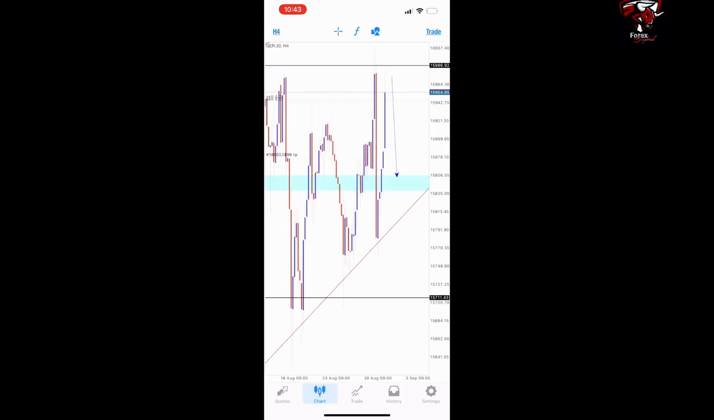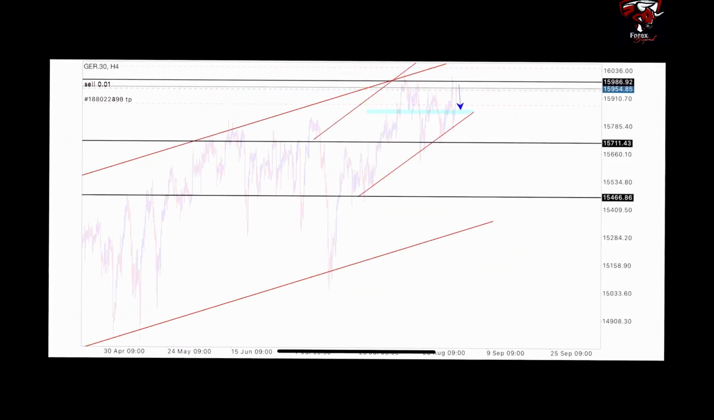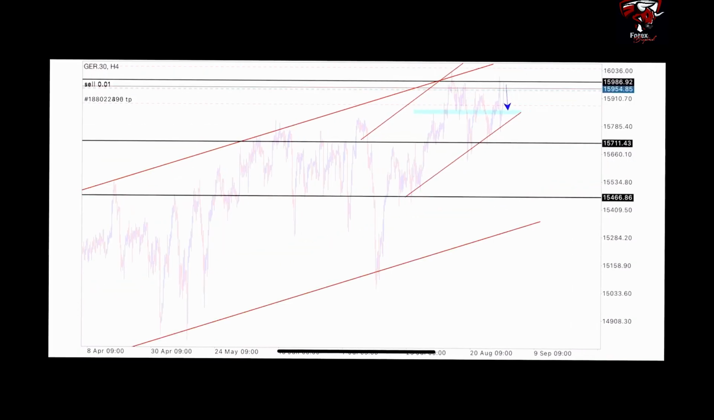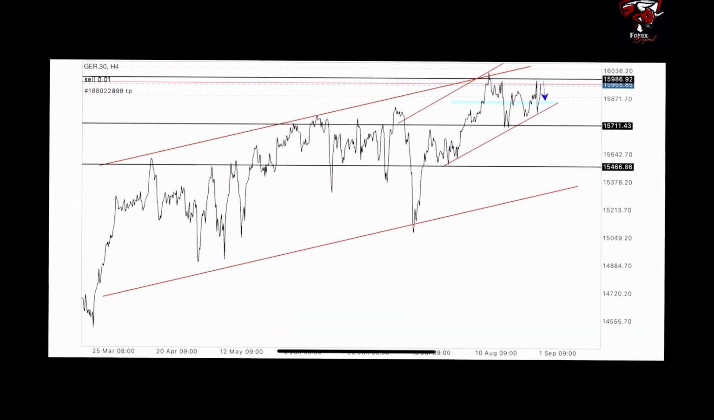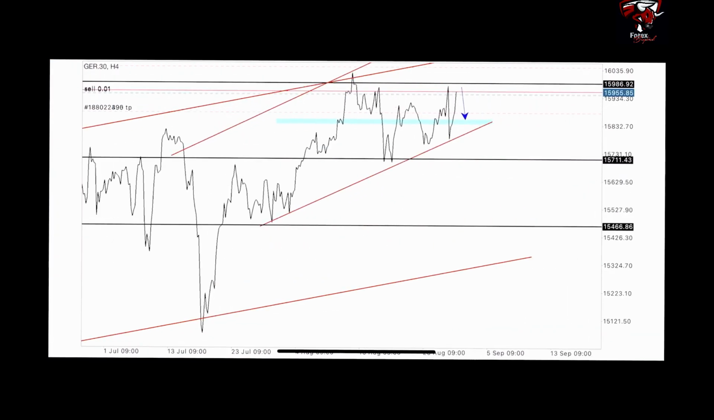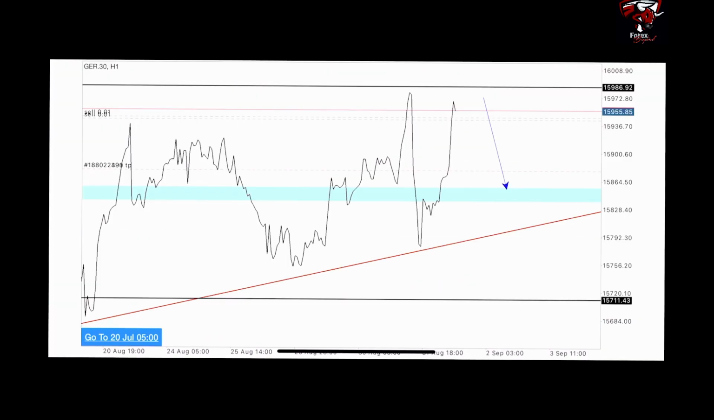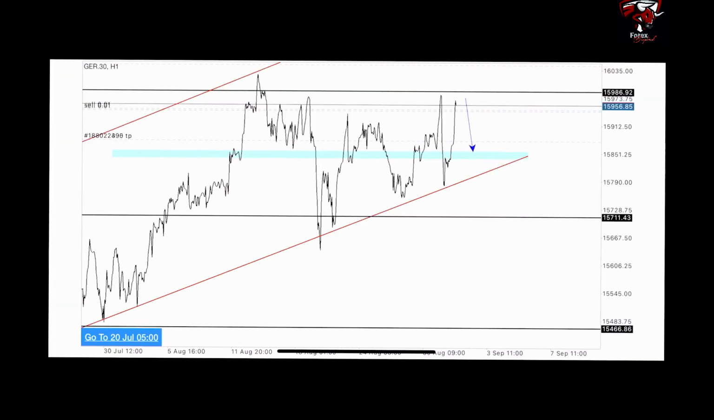Let's look at the analysis. Today we're trading German 30 and Nasdaq. So this is the outlook of German 30. We are looking for sells because, as you can see, guys, we are in a bullish trend, but currently we just hit the resistance and we're seeing a reversal from the top going down towards the support.